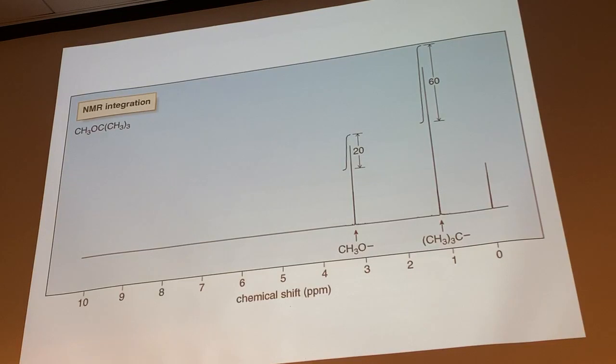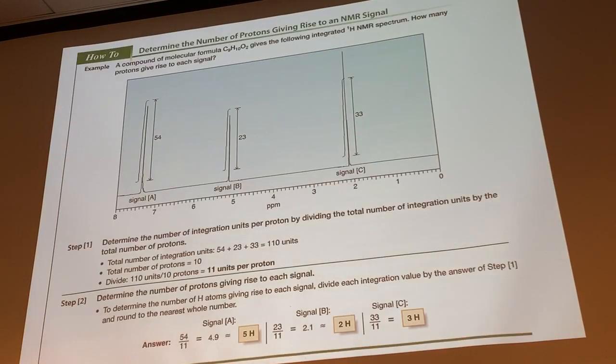Now, if you know the molecular formula of your molecule, you can figure out how many integration units there are per hydrogen, and therefore figure out how many hydrogens are represented by each signal. And this example from the book shows us how to do that. So we know that this compound has 10 hydrogens. We add up the number of integration units. If you didn't have the units, you would just measure the height of the curve in centimeters, and that would become your units. But in this case, we end up with 110 integration units. Divide that by 10, and we get 11 units per proton.